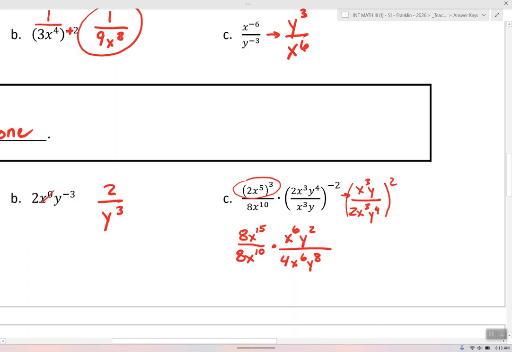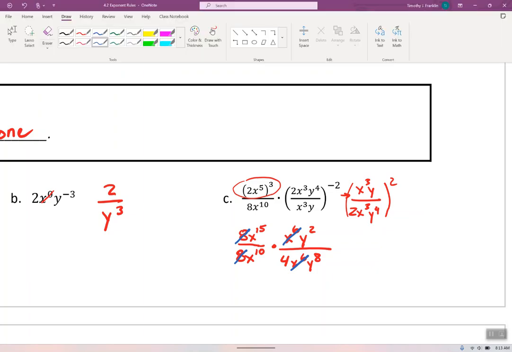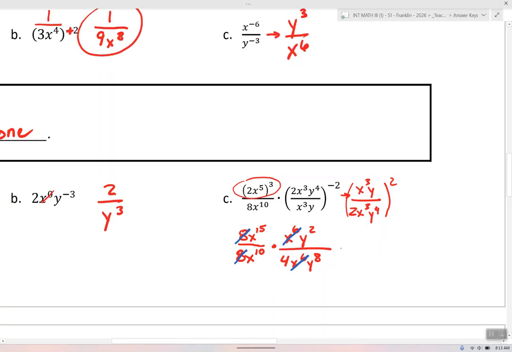Now we have this problem here to multiply. There are a few things we can take care of before we do that. x to the sixth over x to the sixth, those will cancel each other out. 6 minus 6 is 0, which is 1. And 8 over 8 will also divide to 1. And now we can simplify a little bit more before we multiply, or you can go ahead and multiply first. Maybe I'll do that just to simplify things. So on the top we have x to the 15th, y to the second, over, don't forget the 4, 4x to the 10th, y to the 8th.